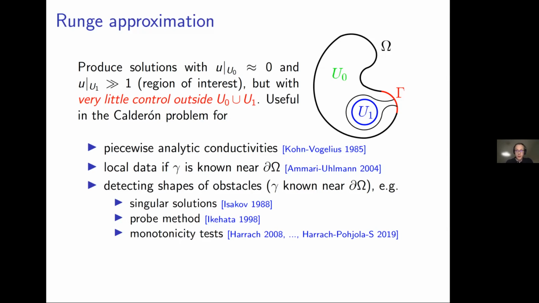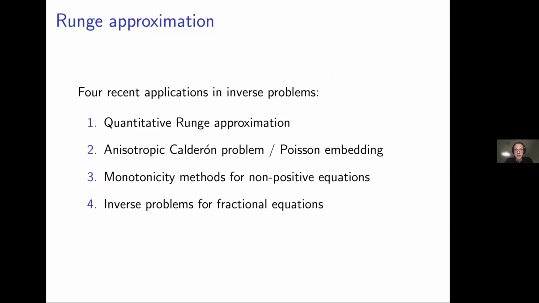This is quite classical, but let me discuss some recent applications of this approximate controllability in inverse problems. I'll very quickly, with one slide, describe each of these, at least the first three. I don't expect that you can follow what these applications are about, but I try to give you some flavor of what kind of controllability results are being used. So there's quantitative Runge approximation. Then there's the anisotropic Calderon problem for matrix conductivity and some monotonicity methods. And then fractional equations, and these I will discuss in detail in the third part of the talk.